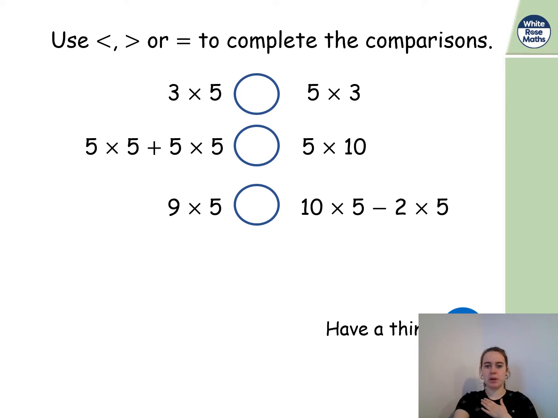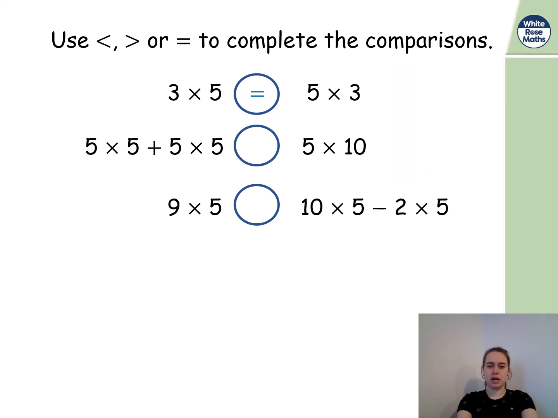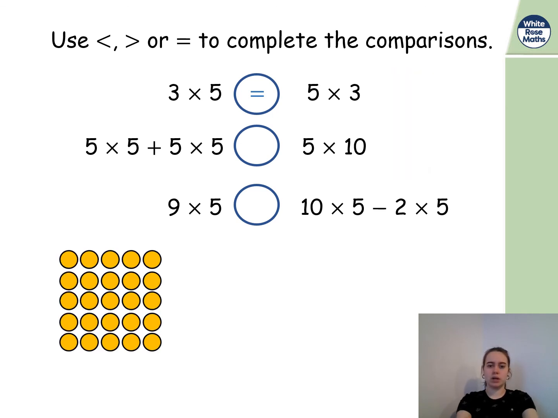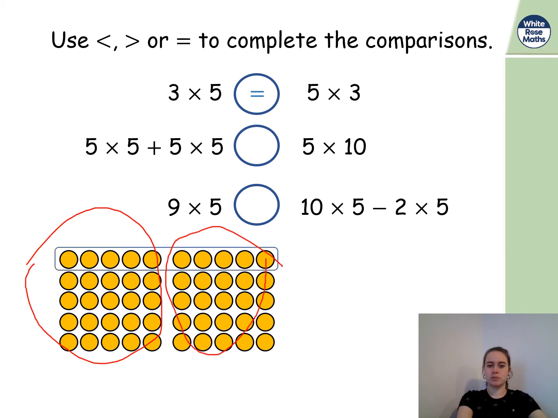So 3 multiplied by 5 is the same as 5 multiplied by 3, because remember we can switch the numbers round. 5 multiplied by 5 add 5 multiplied by 5 gives us the same answer as 5 multiplied by 10. So there we go. This shows us one group of 5 times 5, another group of 5 times 5, which in fact is just one group of 10, the same as 5 times 10.